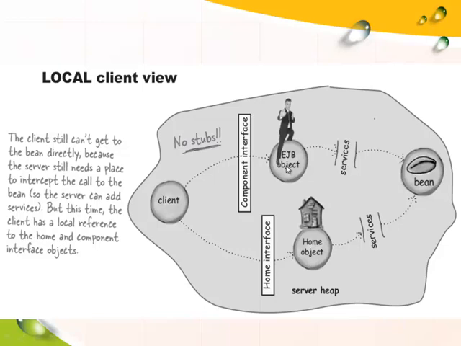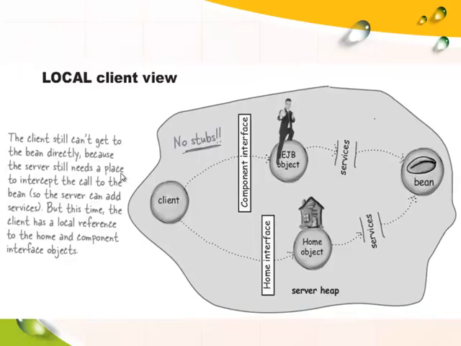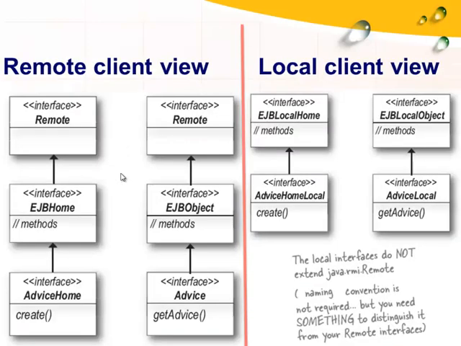So we can have either a remote client or we can have a local client. The difference is, when we say it is a remote client, we need a stub that will proxy the remote object. And when we say that it is a local client, there is no need of that stub. So what will be the difference between the remote client and the local client? The difference is the interfaces.